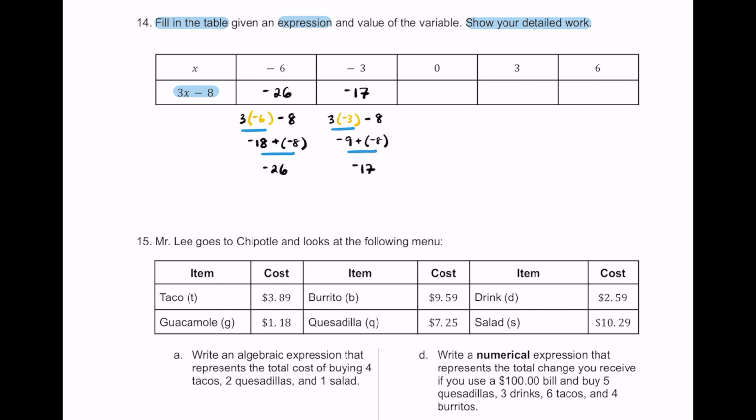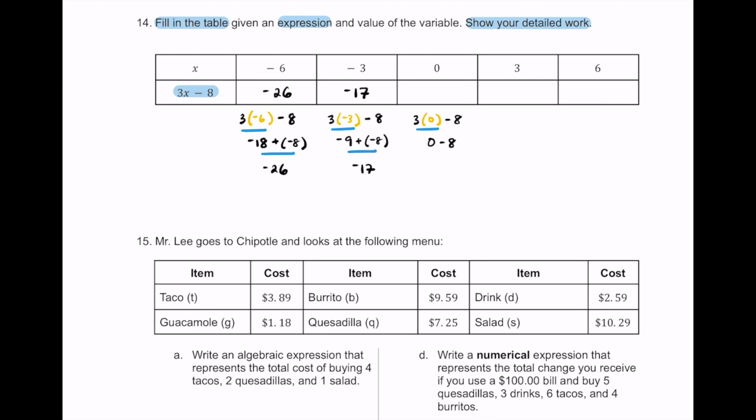Now x is going to equal 0. This should save us a little bit of time here, so 0, let's substitute it into our expression. So it's going to be 3 multiplied by 0, 3 times 0, then we're going to take away 8. So let's see, 3 times 0, that's just going to be 0.